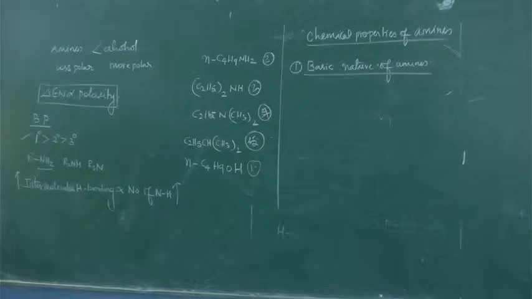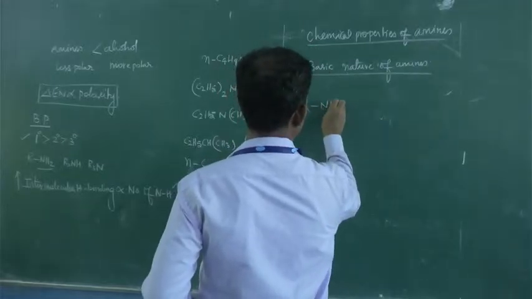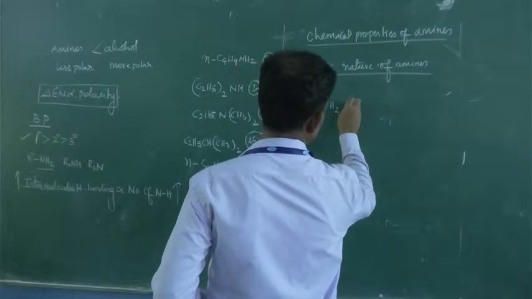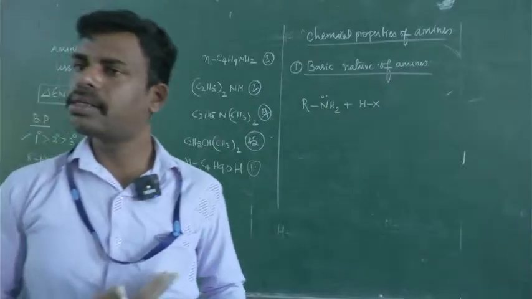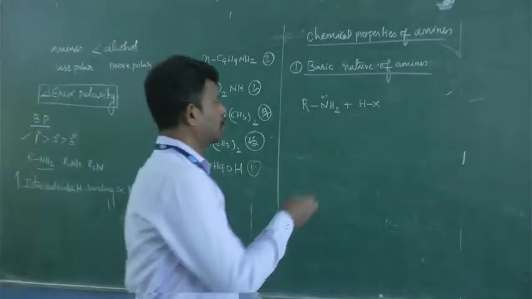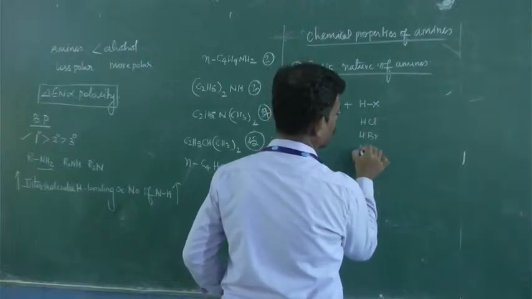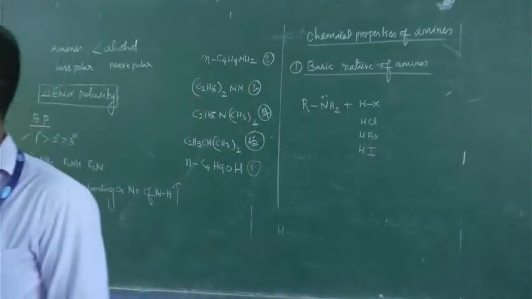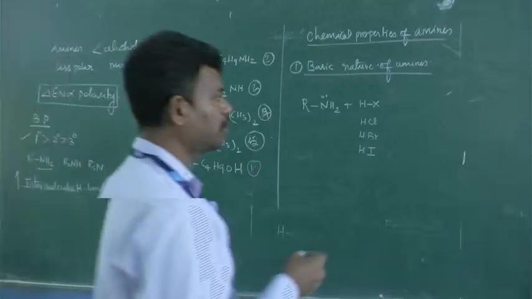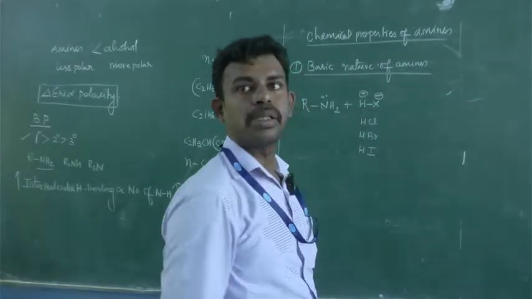Is it clear? So for example, you take RNH2 with a lone pair, and HX. HX can be HCl, HBr, HA. You can use any halogen acids. Is it clear? What this means is this is H plus and this is X minus. H plus, X minus. Is it clear?